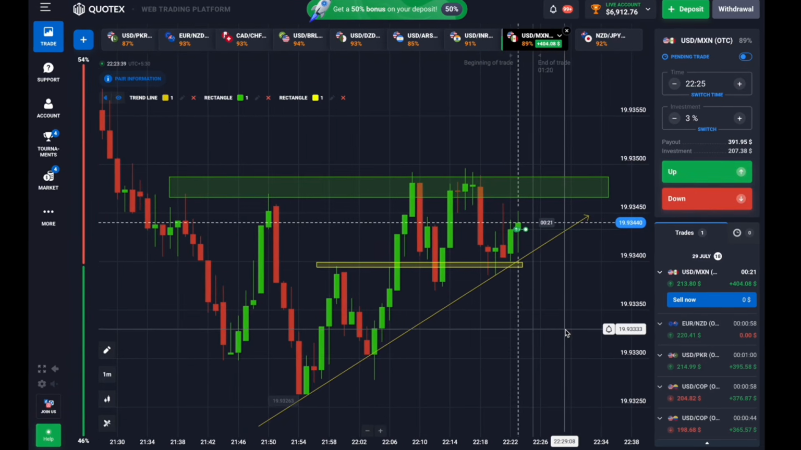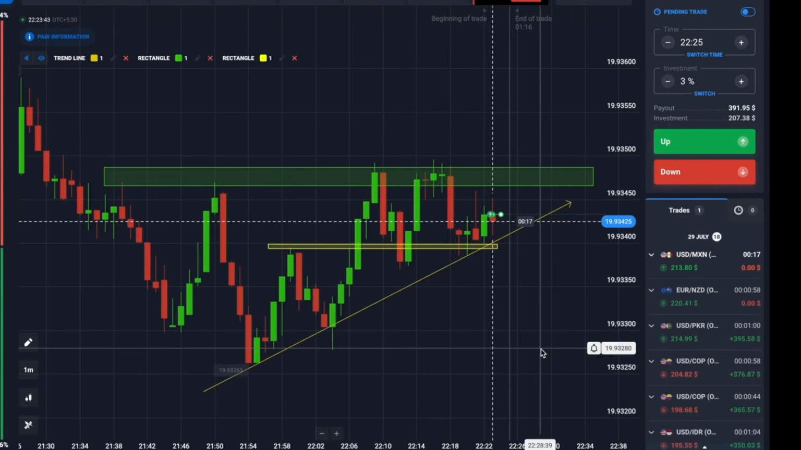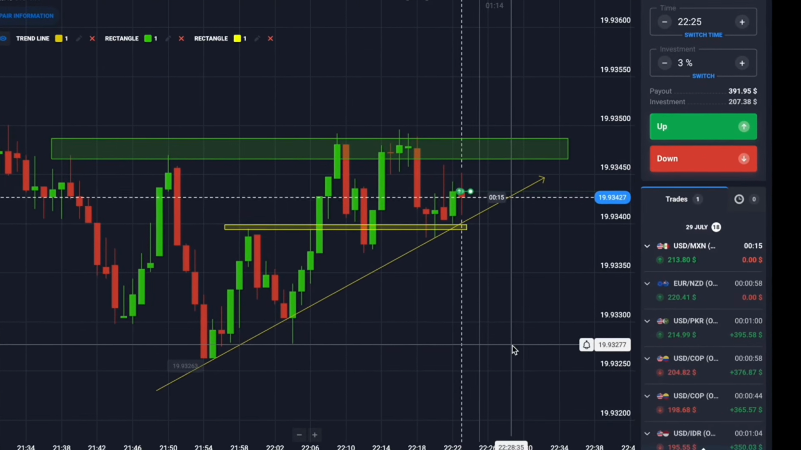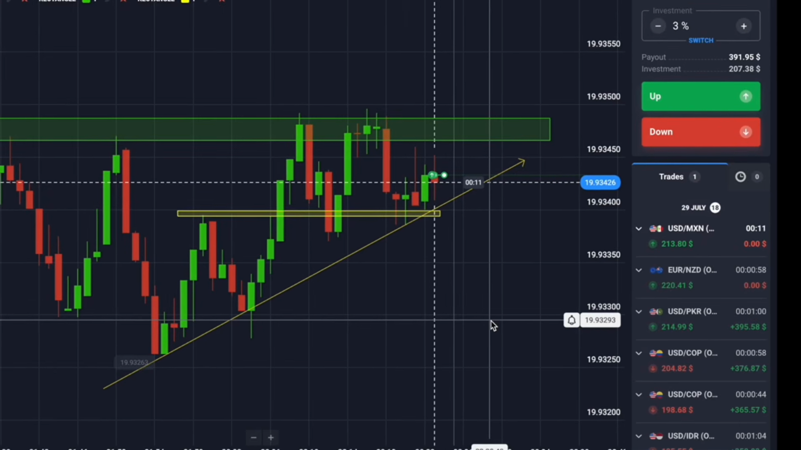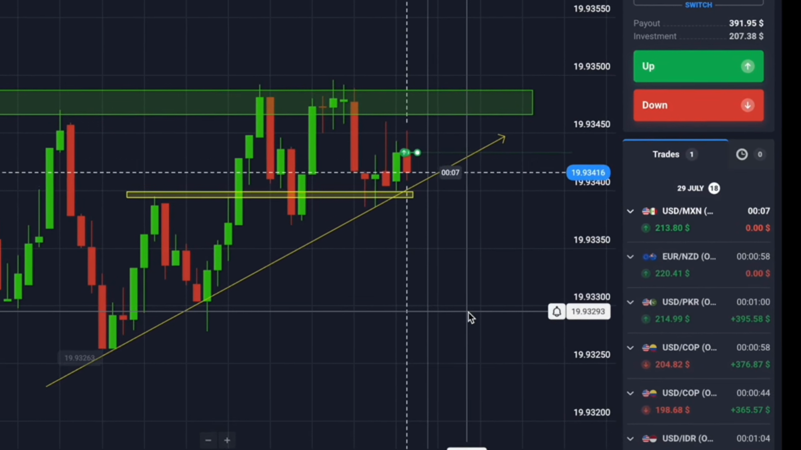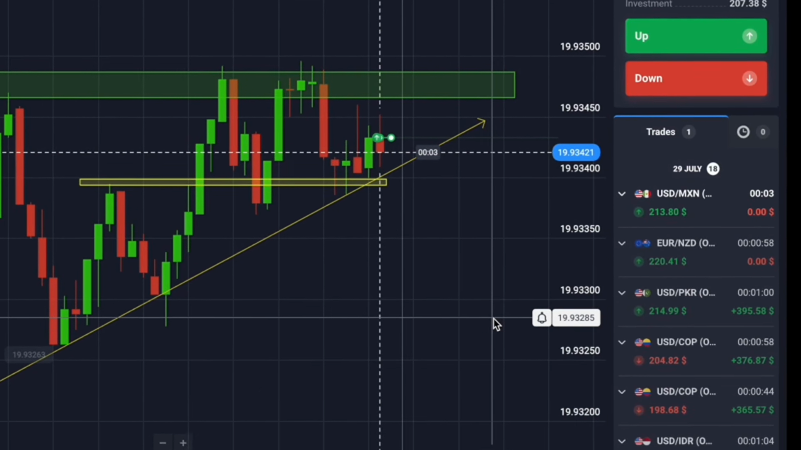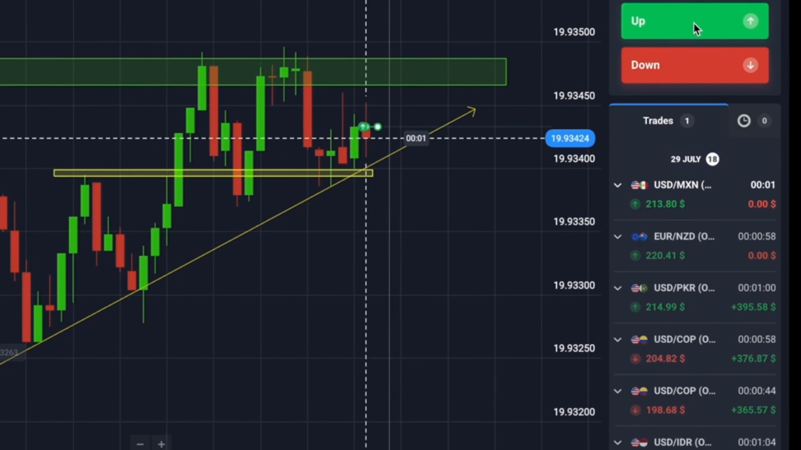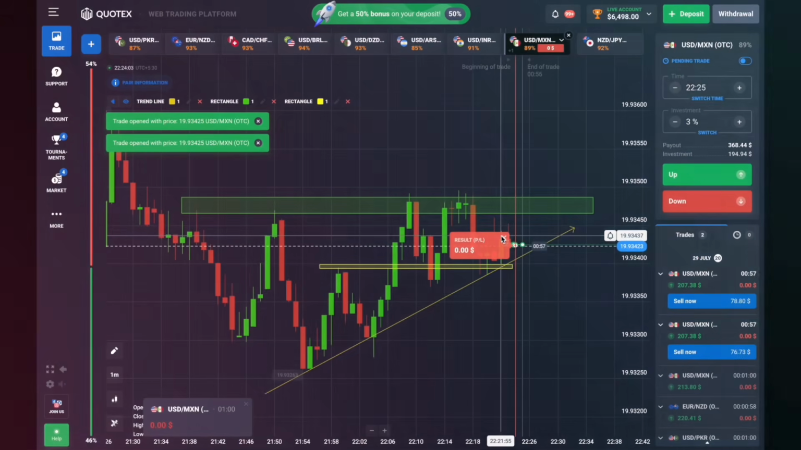For now, this candle is going in my favor, but even at the last moment, the OTC market can give you an error candle. If that happens, I will place my one step martingale. So let's see how this candle closes. According to my analysis, this candle should have closed as a green one, but you can see even at the last moment I got an error candle, which is why I'm going with my one step martingale, same direction, upside trade.